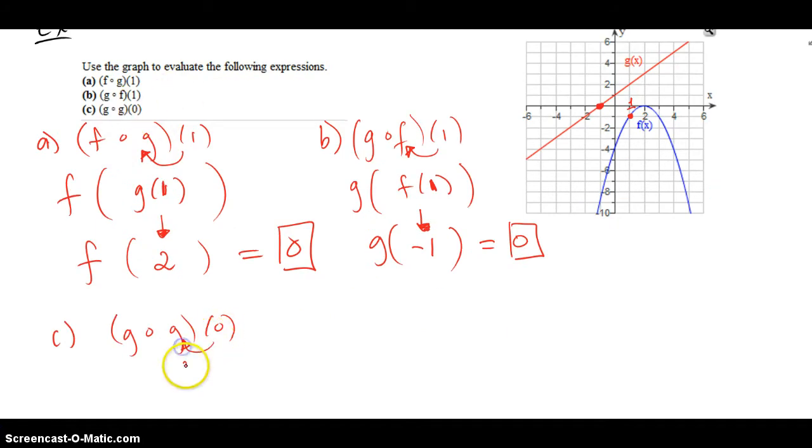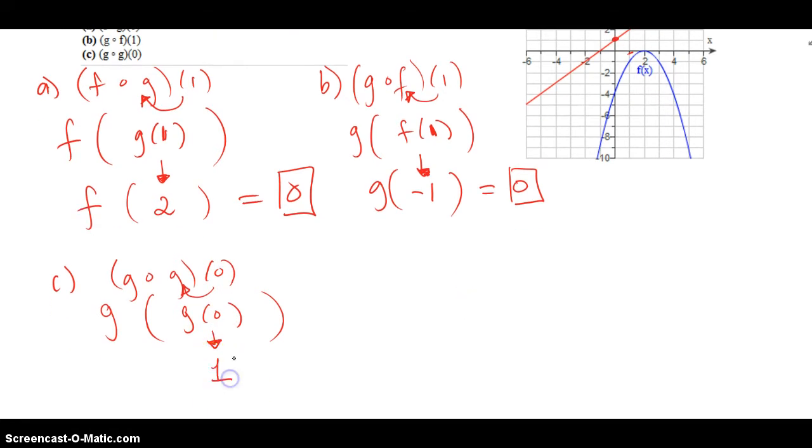G grabs the 0 first, and then whatever that does, g comes again and grabs it. Now let's go to the graph. The input is x = 0. So I'm going to go to the graph and stand at the x value of 0 and go to the g function. Well, the g function goes through the ordered pair 0, 1, so the output must be 1. So this guy spits out a 1. G of 0 is 1.